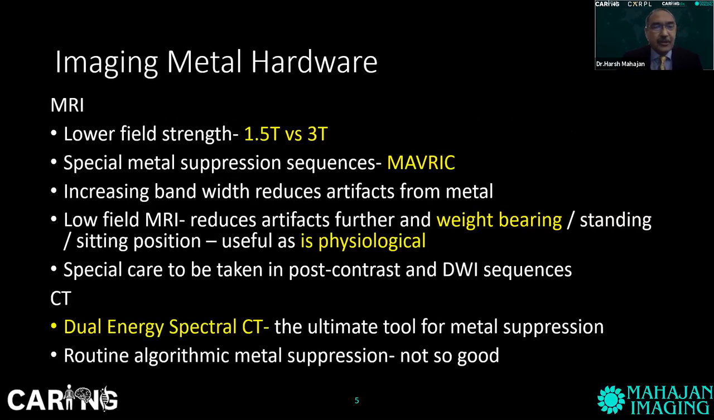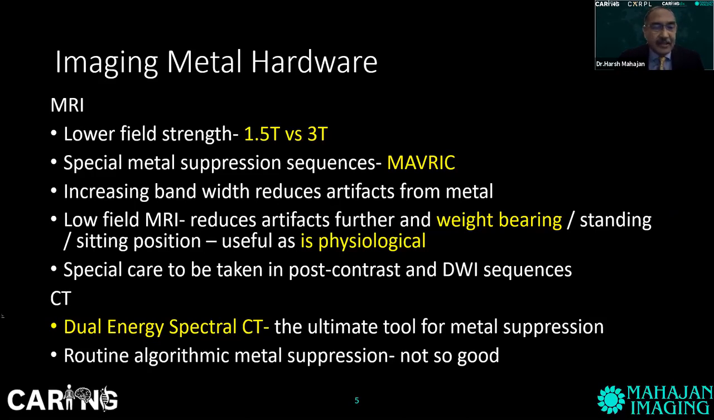Now, it's very important to do a dedicated MR when there's metal hardware, and that makes it tough for imaging. A lower field strength, 1.5 Tesla, is better than 3. There are special metal suppression sequences, Maverick, that we use. And there are various other ways that we try to reduce the artifact. Low field MRI, especially weight bearing, since it's physiological, reduces artifact and also gives you the physiological change, instability if it exists, on weight bearing MRI. And we'll see some of that.